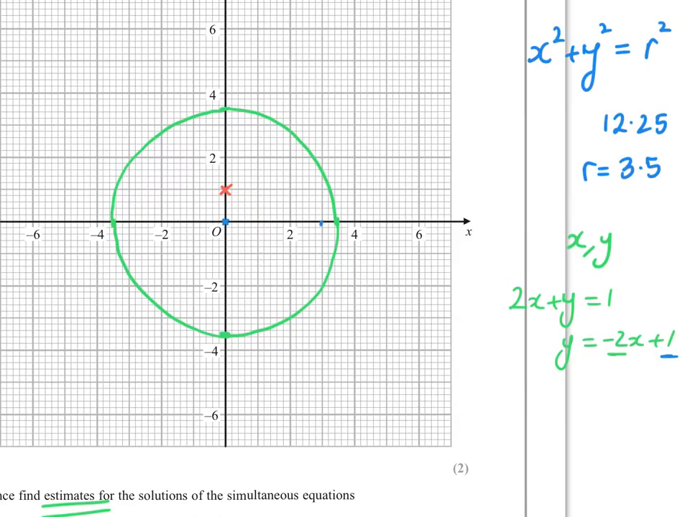So we can just plot some points. So along 1, down 2, along 1, down 2, along 1, down 2, and so on. And then I can try and put a line through those points. That one wasn't done very well there. And so let's have a look.